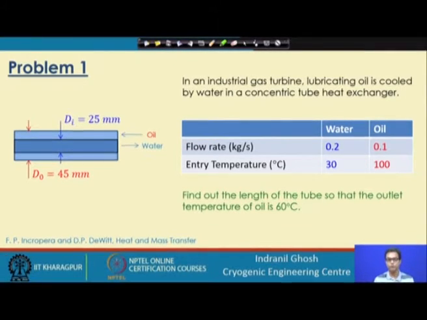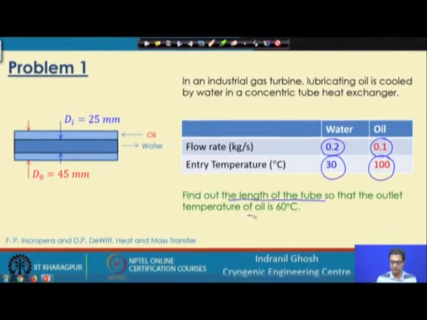The flow rate of water and that of the oil is given. Their inlet temperature is known. The entry temperature of water is 30 degree centigrade, whereas that of the oil is 100 degree centigrade. The water flow rate is 0.2 kg per second, the oil flow rate is 0.1 kg per second. Now, what we are supposed to find out is the length of the tube, so that the exit temperature of the oil is 60 degree centigrade.